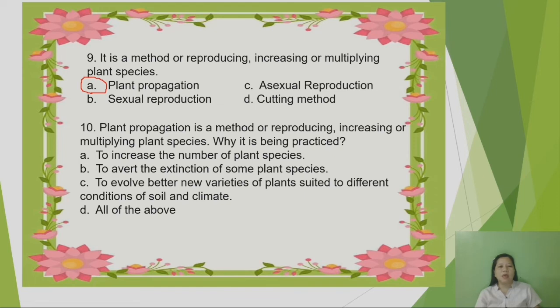Number 10. Plant propagation is a method of reproducing, increasing, or multiplying plant species. Why it is being practiced? A. To increase the number of plant species. B. To avoid the extension of some plant species. C. To evolve better new varieties of plants suited to different conditions of soil and climate. D. All of the above. If your answer is letter D, you are correct.